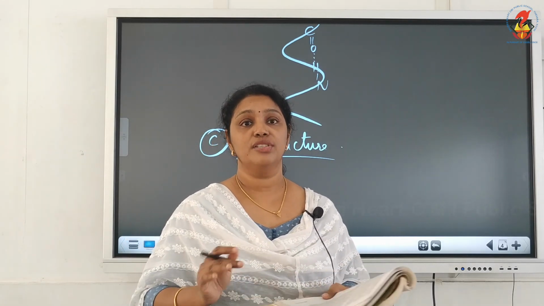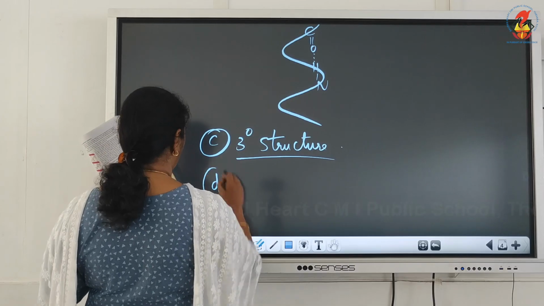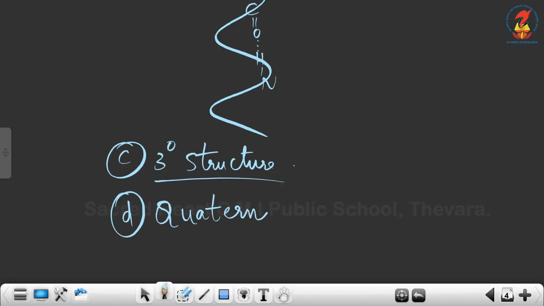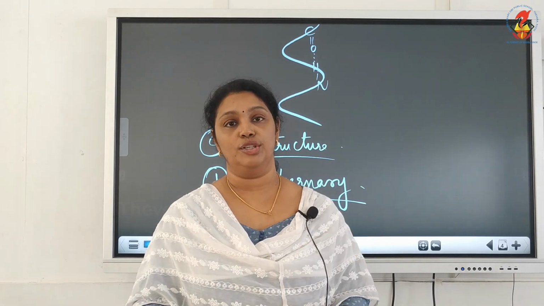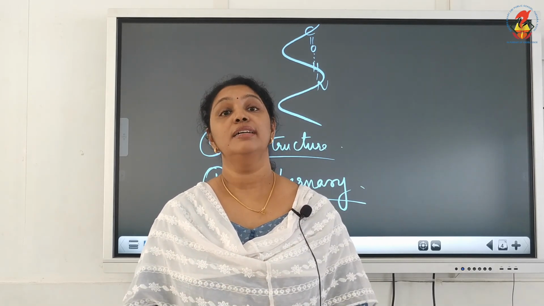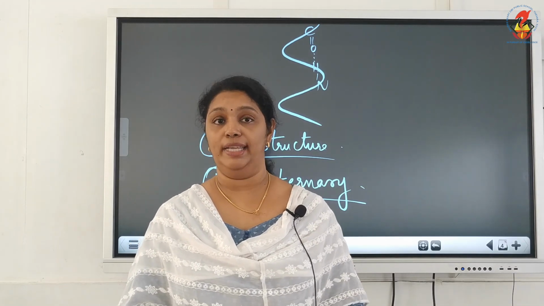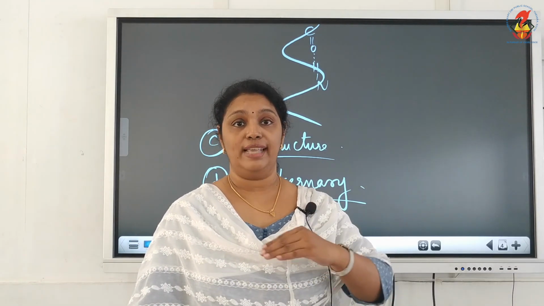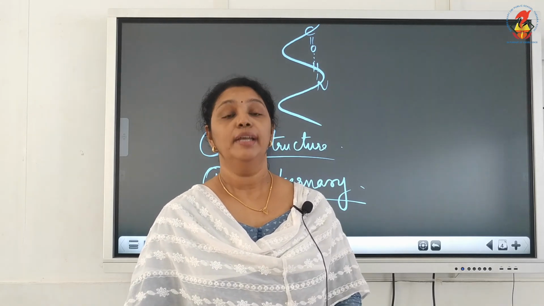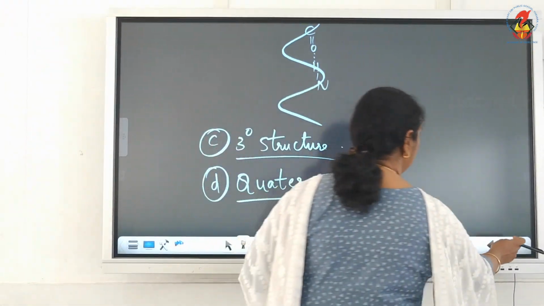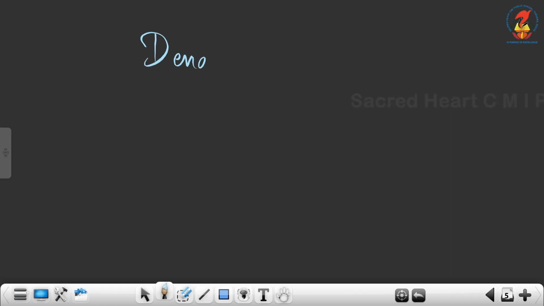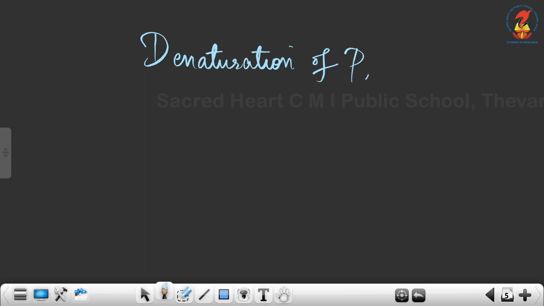Now the last structure is the quaternary structure of protein. Quaternary structure of protein is obtained by further folding of tertiary structure. We get a quaternary structure, and the quaternary structure is highly complicated. So these are the 4 levels at which the structure of protein is studied. Now next we have a term called denaturation of proteins.